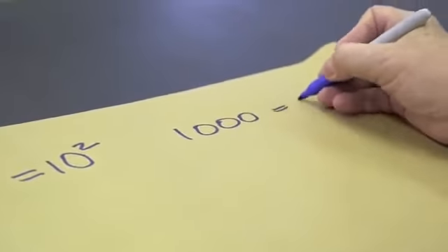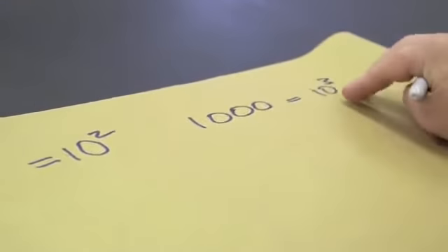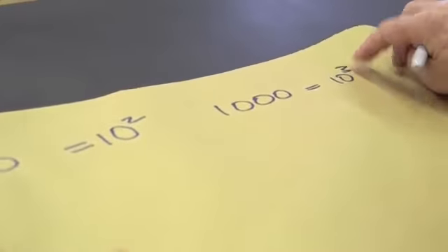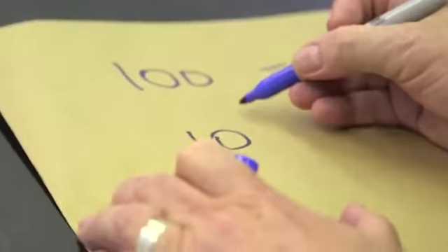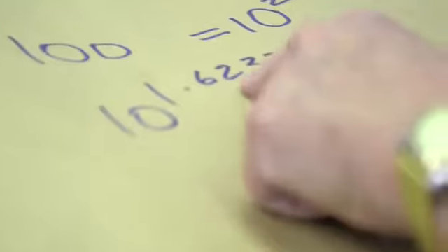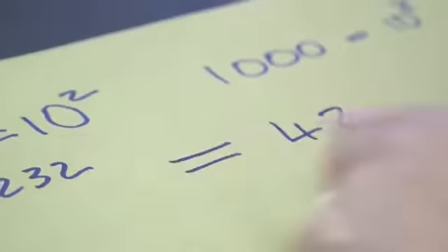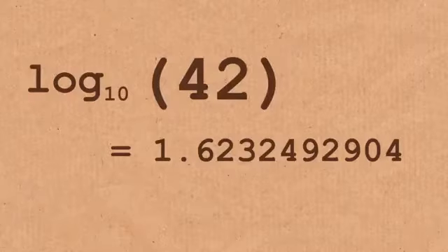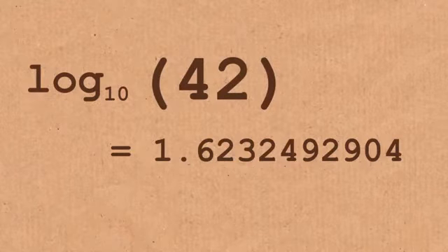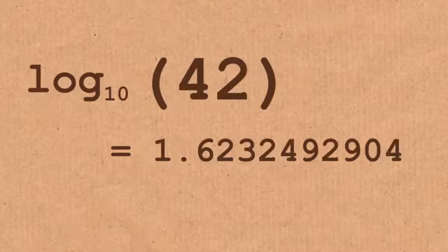1,000 is 10 to the 3. This is the logarithm, the 3, and it corresponds to the number of zeros there. It is the logarithm of 1,000 equals 3. I can do 10 to another number. So for example, 10 to the 1.6232 turns out to be 42. That means that the log to the base 10 of 42 is 1.6232 to 4 significant figures.